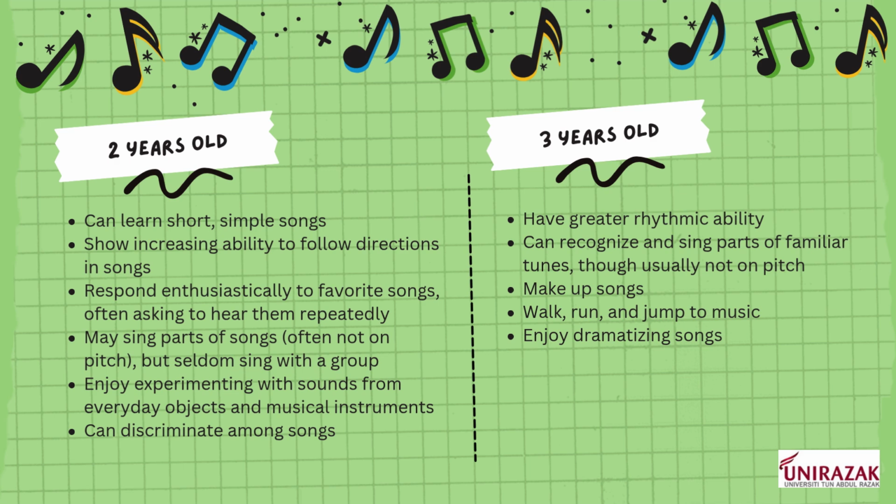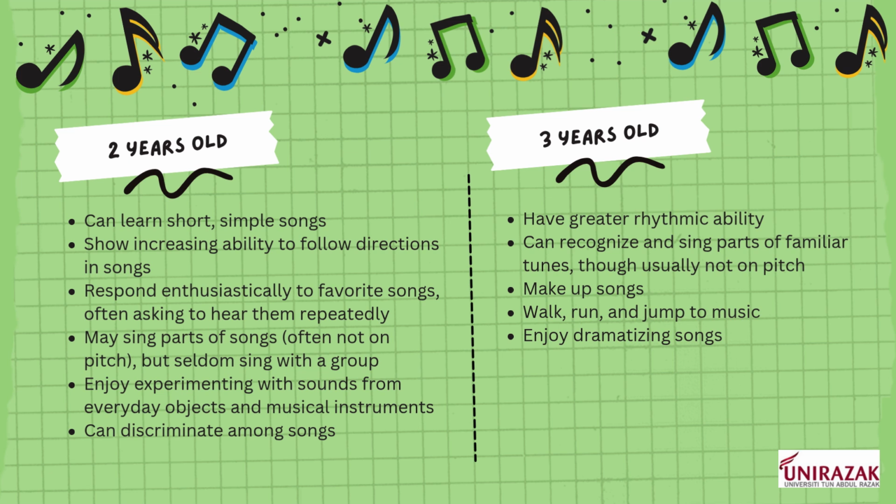Okay, and then moving on to 2 years old, children can learn basically short and simple songs. They may sing only part of a song, like they only sing the end of the words. They may not sing in the correct pitch yet, but that is all normal. They will sing as they want to sing. Children at this age also enjoy making sound using everyday objects and instruments such as pots and pans or plates and spoons.